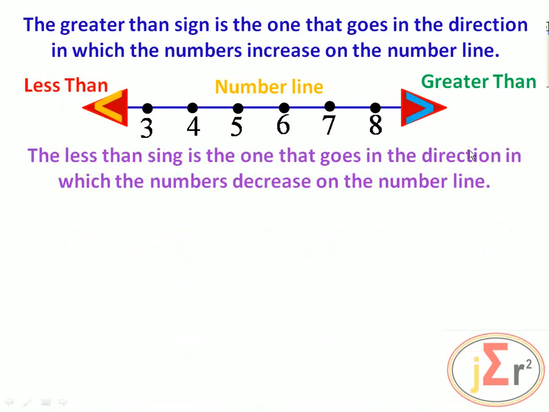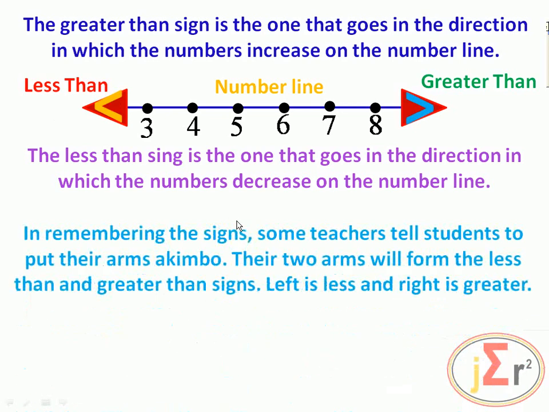The less than sign is the one that goes in the direction in which the numbers decrease on the number line. Less than sign, decreasing, getting smaller each time. Those numbers in this direction are getting smaller each time, so the numbers are getting less. So that's the less than sign, the arrow that is getting less each time.